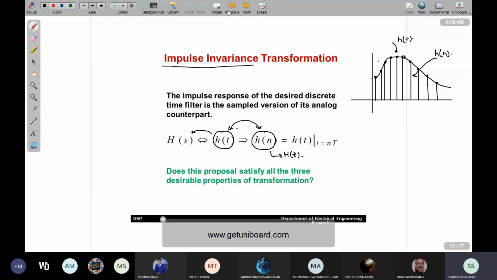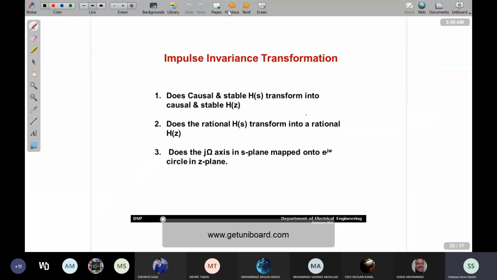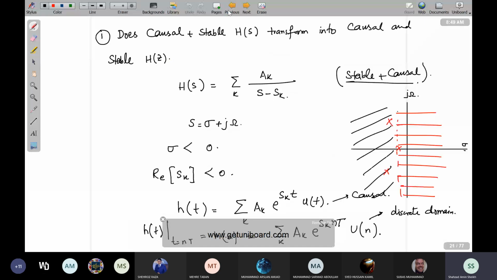So we started with the impulse invariance transformation, and the transformation is that you have impulse response in continuous domain, which is h(t), and you are sampling it, and you know the sampling procedure. There is no problem in that. So at t equal to nT, you are sampling your h(t), and now we will be checking this proposal in context to these desirable properties. These are the desirable properties we had already discussed.